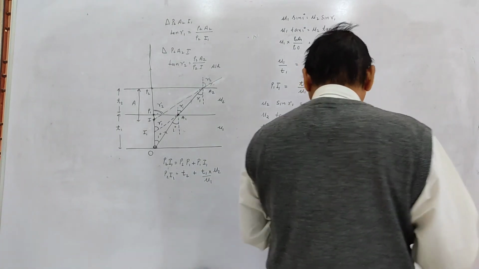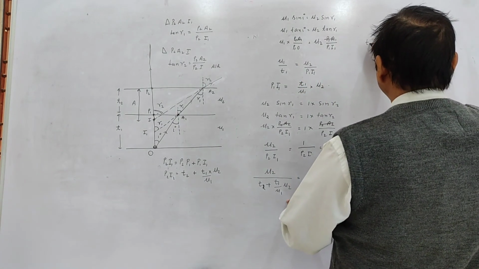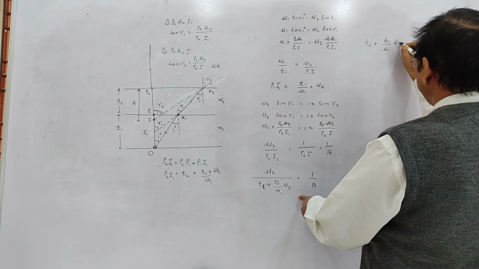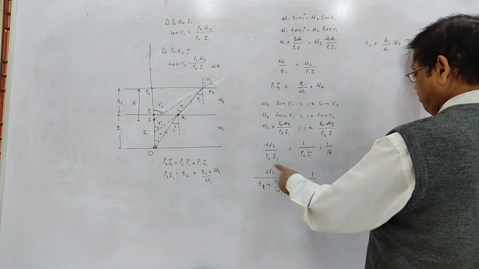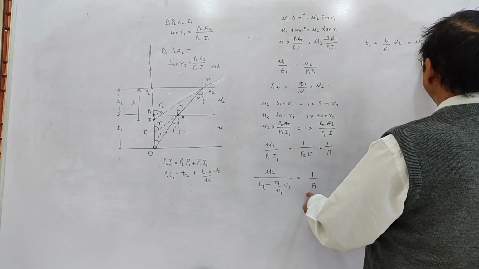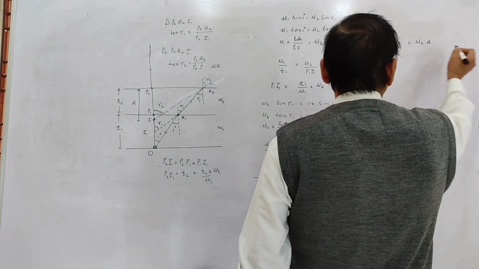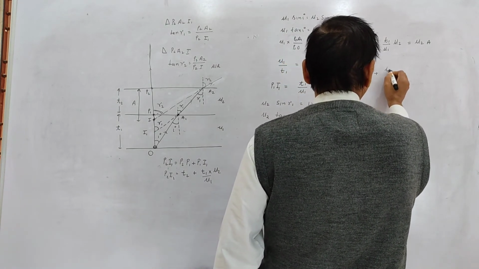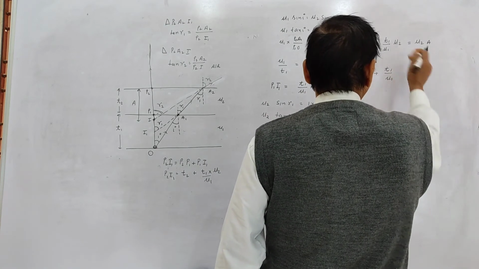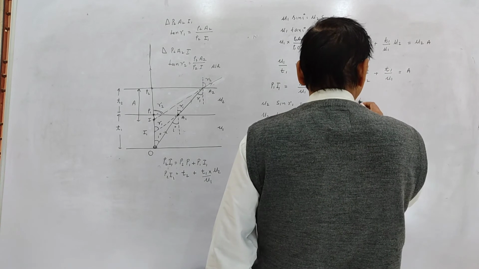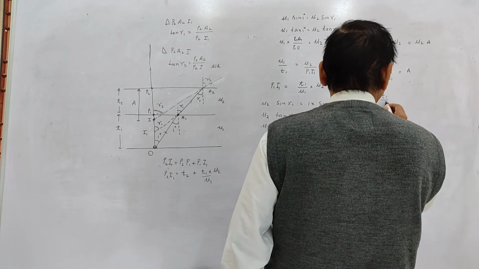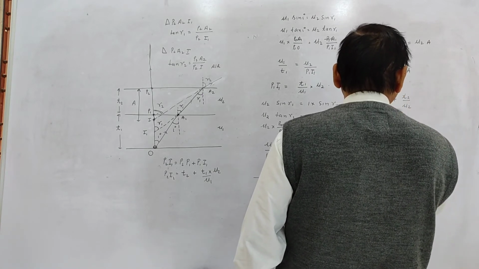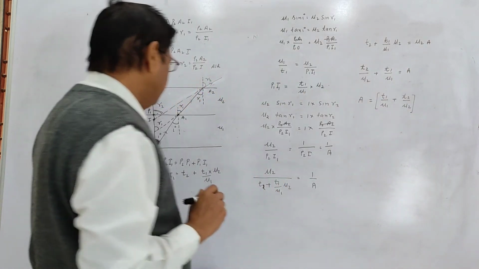If I cross multiply these two, then it is T2 plus T1 upon mu1 into mu2 is equal to mu2 A. Divide the whole equation by mu2. So T2 upon mu2 plus T1 upon mu1, this mu2 will be cancelled, is equal to A. It means apparent height is T1 upon mu1 plus T2 upon mu2. So this is apparent height in this case.